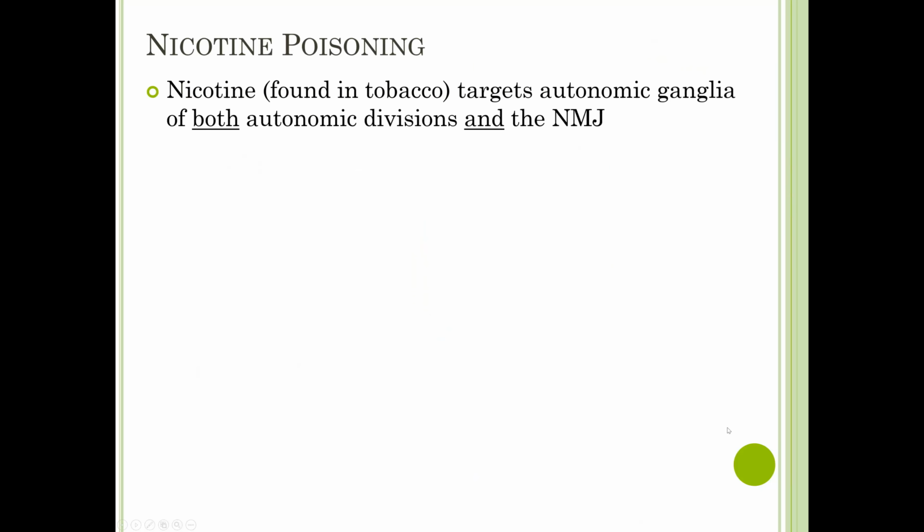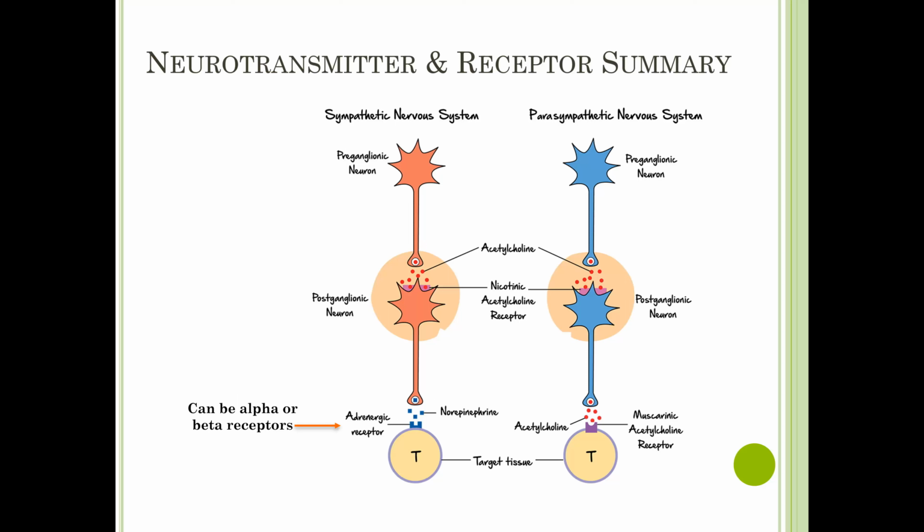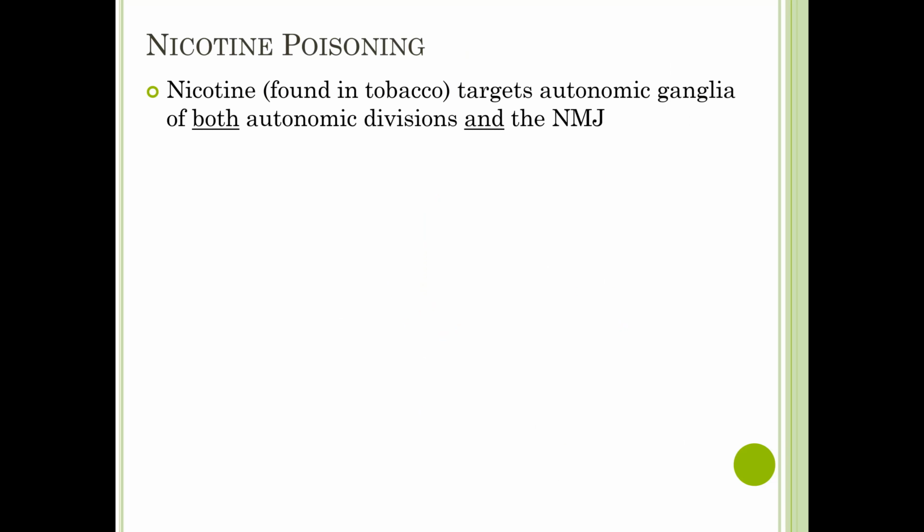So before we leave this section, a brief message about nicotine poisoning. So nicotine, which is found in tobacco and tobacco-containing products, targets the autonomic ganglia of both autonomic divisions. So notice you have nicotinic receptors, which nicotine binds to in both the sympathetic nervous system and the parasympathetic nervous system. And as I just mentioned previously, the nicotinic receptors are also at the neuromuscular junction of skeletal muscles. So nicotine is going to bind there as well.